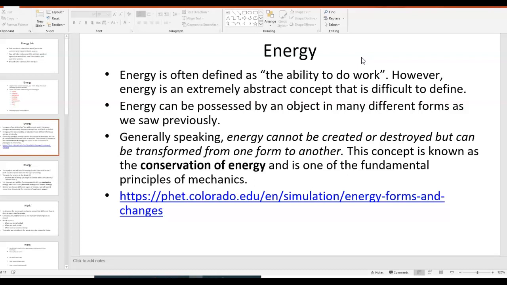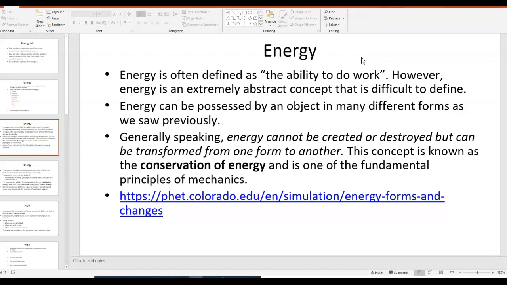So a common definition that you might hear for energy is the ability to do work. Now the problem with that definition is that in just a couple minutes I'm going to define work as basically the transfer of energy to or from an object. And so defining energy in terms of work is not really useful since we're also going to define work in terms of energy, and so I haven't really told you anything with that definition. But I can tell you some things about energy.